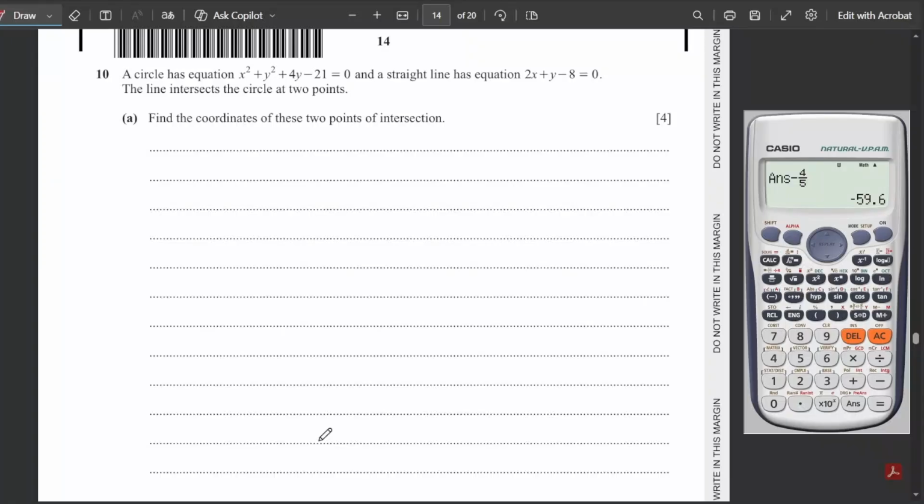Okay, so now we're on question number 10. It's a circle problem. It says that a circle has the equation x squared plus y squared plus 4y minus 21 equals 0, and a straight line has an equation 2x plus y minus 8 equals 0. The line intersects the circle at 2 points. Find the coordinates of these 2 points of intersection.